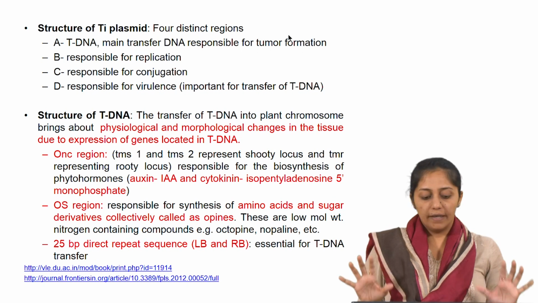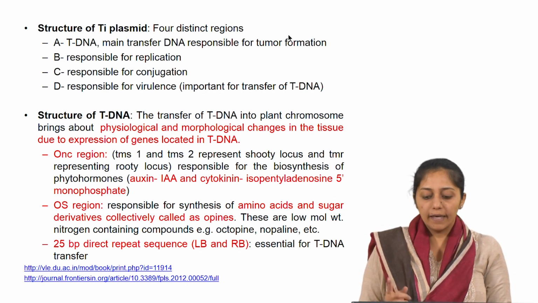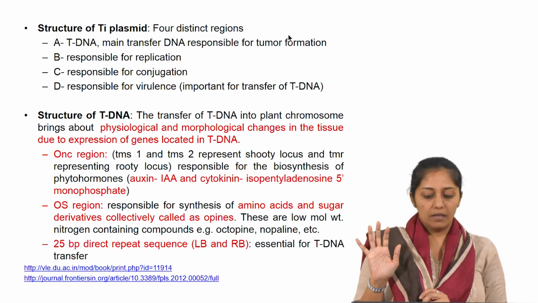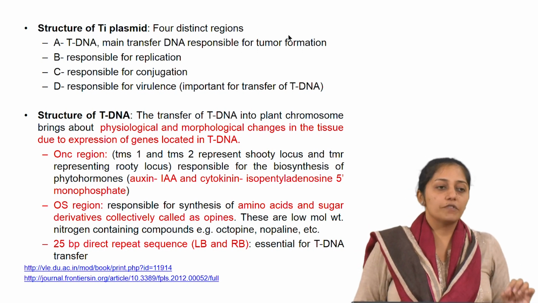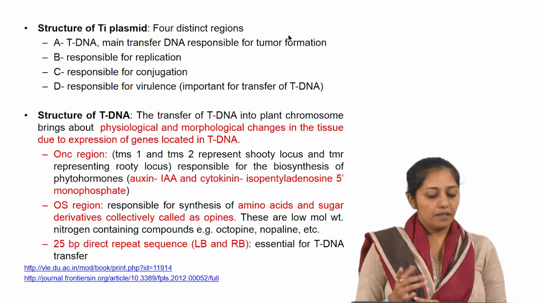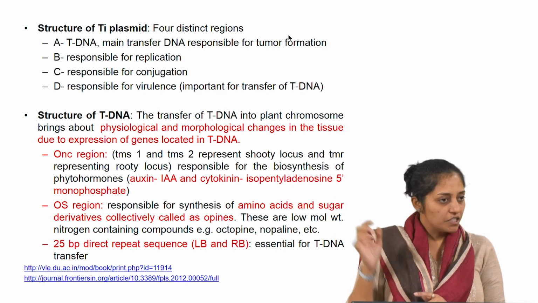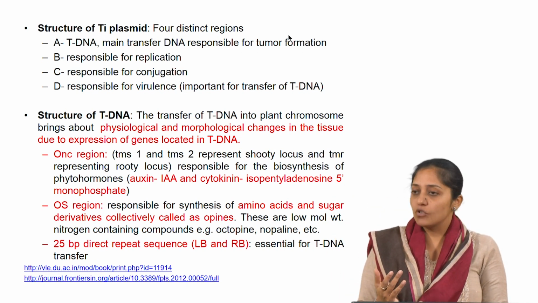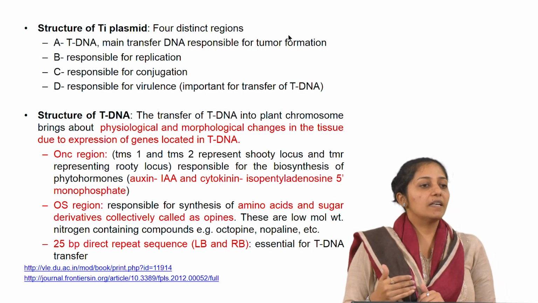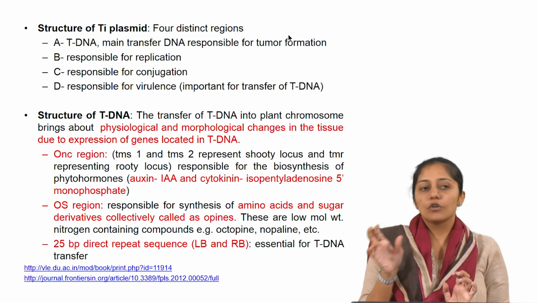Now, the structure of tDNA is broken down into 3 parts. The transfer of tDNA into the plant chromosome brings about physiological and morphological changes in the tissue due to expression of genes located in the tDNA. The ONC region, which is the oncogenic region, has TMS1 and TMS2, which are different loci or positions of the genes. They represent the Shooty locus, which means they express to produce cytokinins. So that's why they are called the Shooty locus.